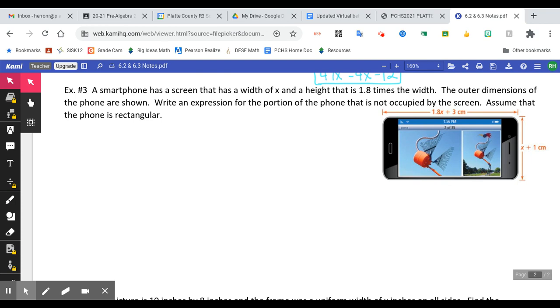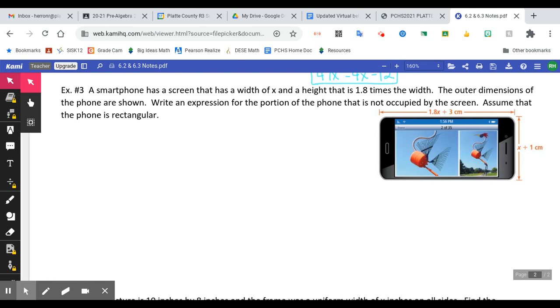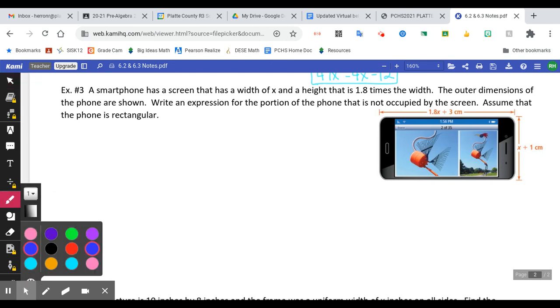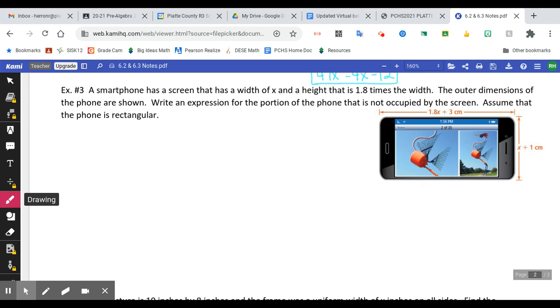Assume that the phone is rectangular. It doesn't make a perfect rectangle, but we're going to assume that it does. It says that in the middle of it is the screen, just this part here that you can actually see the picture on. You all know what the screen is. x is the width, and the height is 1.8 times the width. Well, the width is x, so this is 1.8 times x, right?